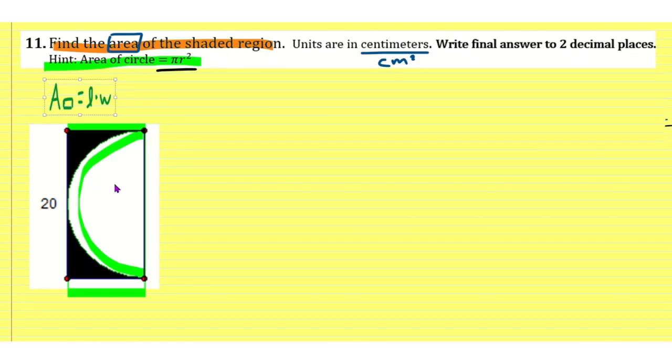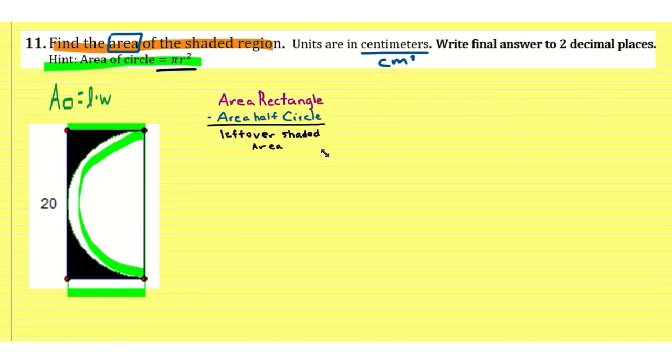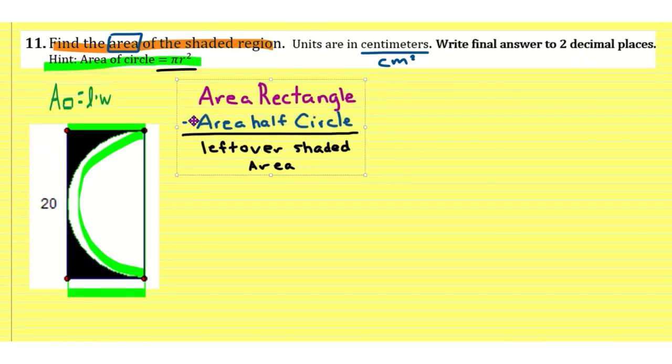Well, what do you think cutting out implies? Does it imply adding something or subtracting something? Yeah, it's going to be subtracting something. So we can think of this as taking the area of the whole rectangle and subtracting off the area of that half circle. And that will leave us with the leftover shaded area.